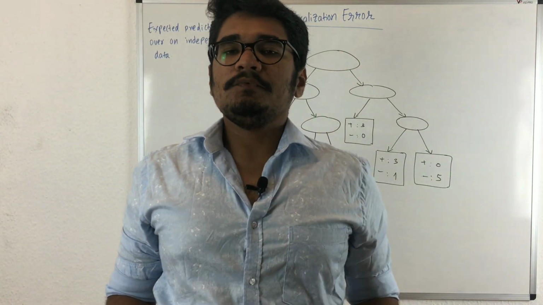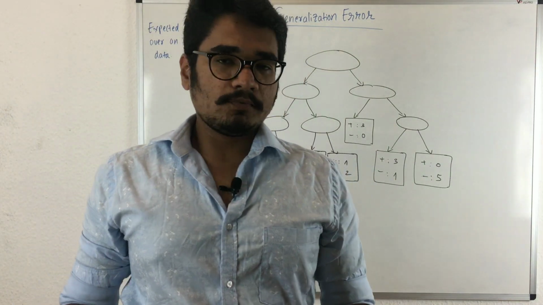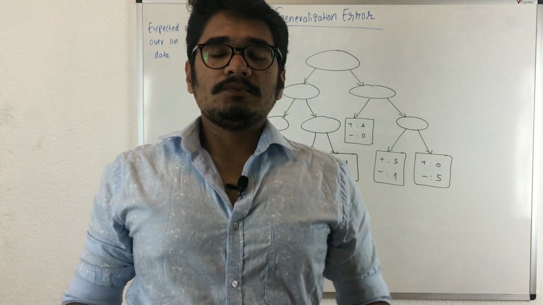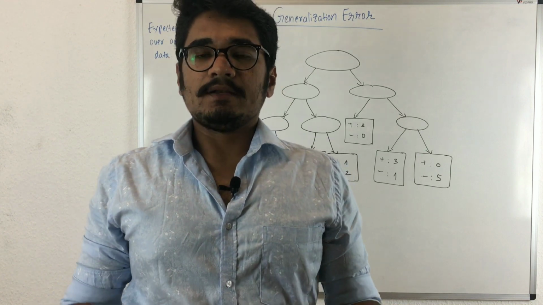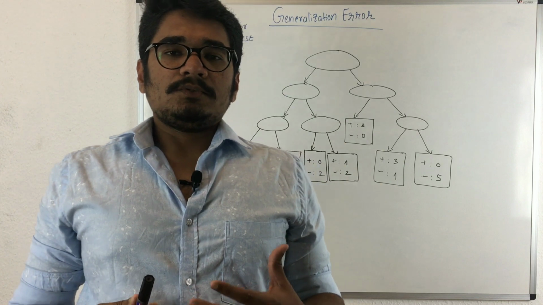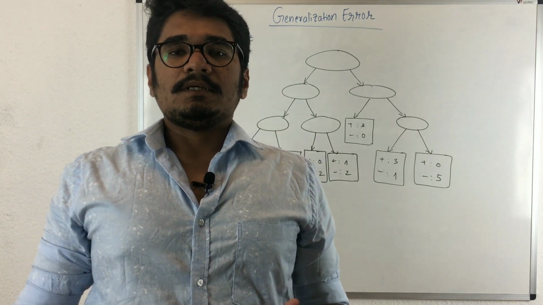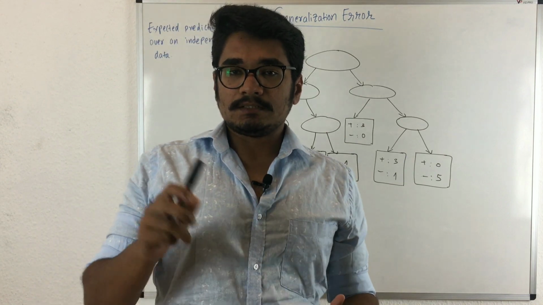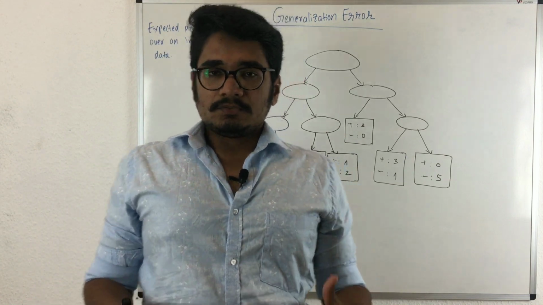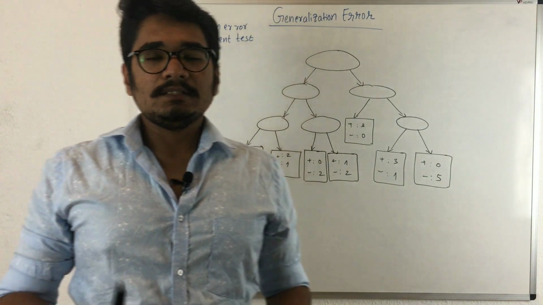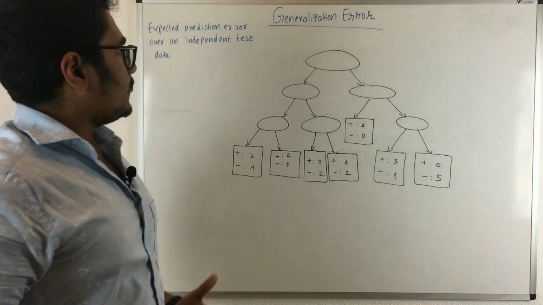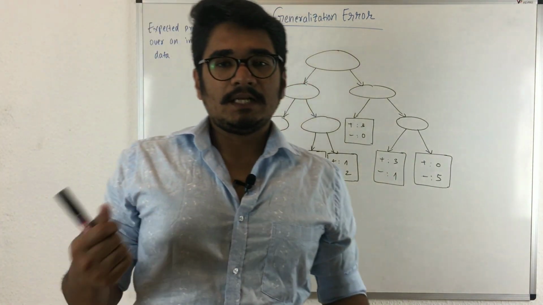So in the previous video we saw underfitting and overfitting in decision trees, and also what decision trees are and why they are used in machine learning. Today's video is all regarding the generalization error, meaning how you can estimate error in decision trees. So let's begin. What do you mean by generalization error?